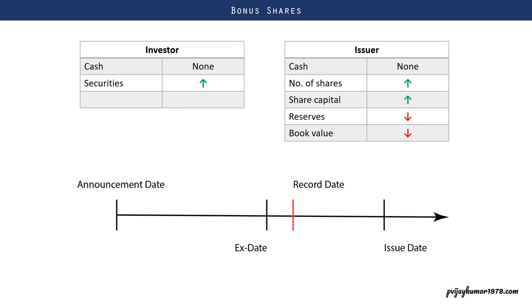This is done by debiting the reserves and surplus account and crediting the share capital account. This process results in the creation of new shares of the company by utilizing the reserves and surplus, which in turn results in the drop of value of the book value per share. Accordingly, the market value of shares fall.